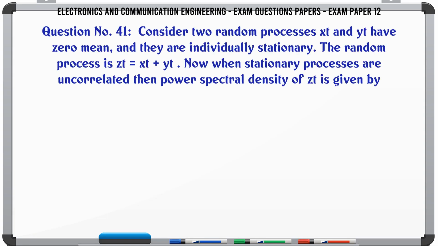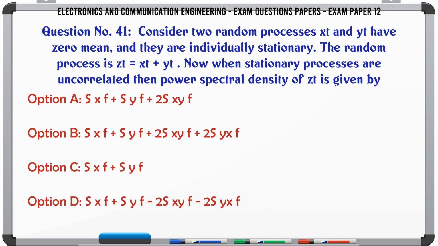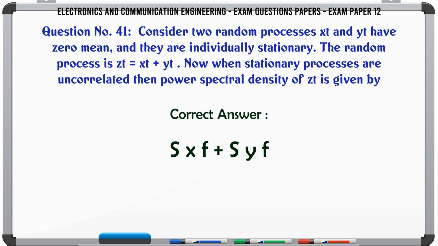Consider two random processes x(t) and y(t) that have zero mean and are individually stationary. The random process is z(t) = x(t) + y(t). Now when the stationary processes are uncorrelated, the power spectral density of z(t) is given by A) Sx(f) + Sy(f) + 2Sxy(f), B) Sx(f) + Sy(f) + 2Sxy(f) + Syx(f), C) Sx(f) + Sy(f), D) Sx(f) + Sy(f) + 2Sxy(f) + Syx(f). The correct answer is Sx(f) + Sy(f).